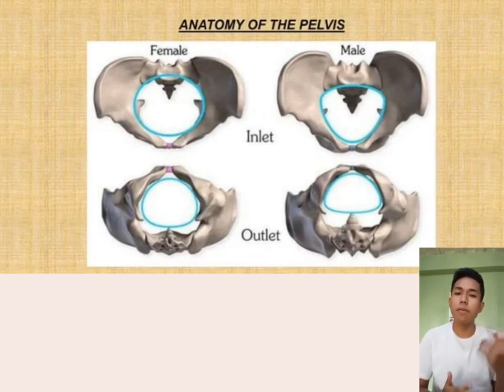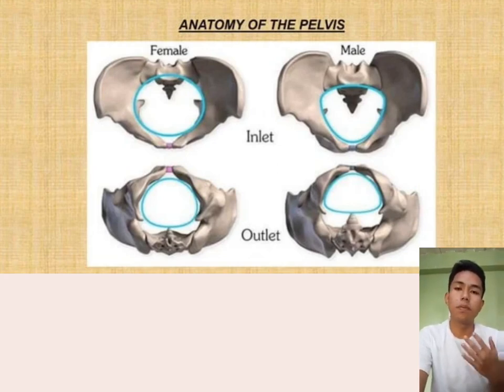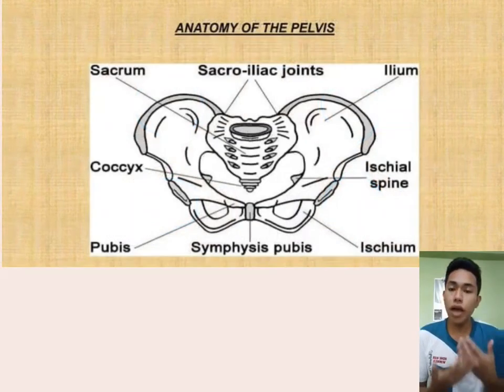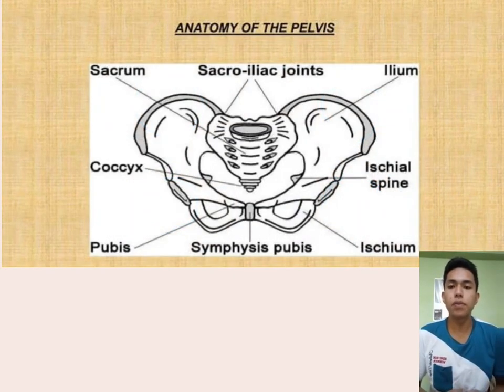For males, this pelvic bone is android. Some females have this kind of pelvis, which is narrow and can make it harder for the baby to move through the birth canal. We have also here the specific parts of a pelvic bone.